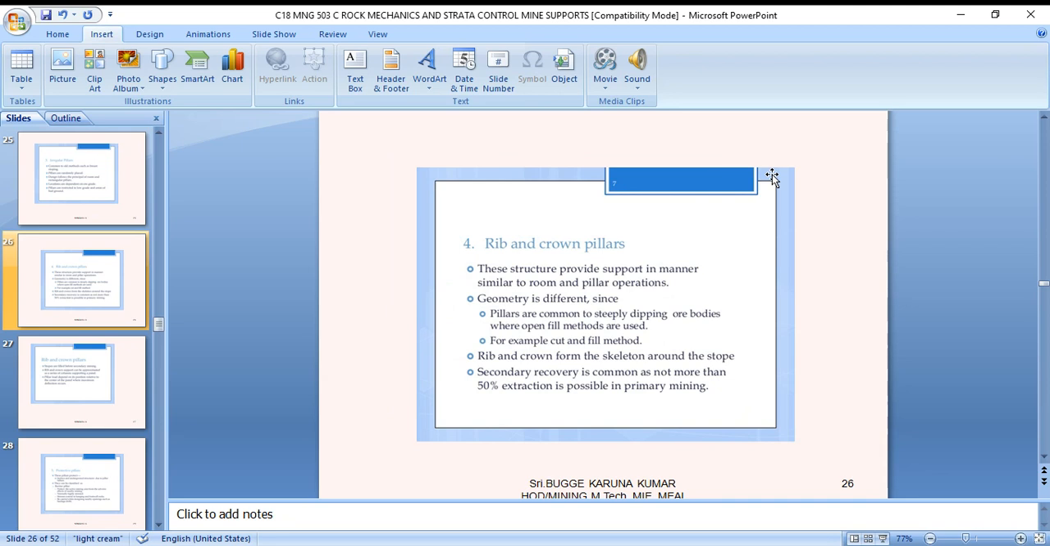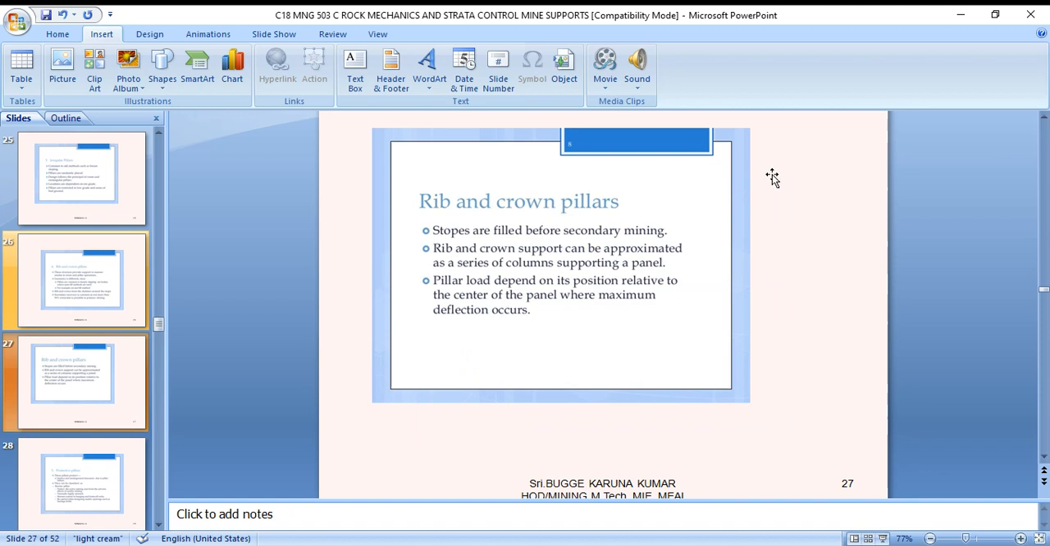Rib and crown pillars, these structures provide support in a manner similar to room and pillar operations. The geometry is different since the pillars are common to steeply dipping ore bodies, where open fill methods are used. For example, in the cut and fill method, ribs and crowns form the skeleton around the stope. Secondary recovery is common as not more than 50% extraction is possible in the primary mining. Rib and crown pillars, stopes are filled before secondary mining.